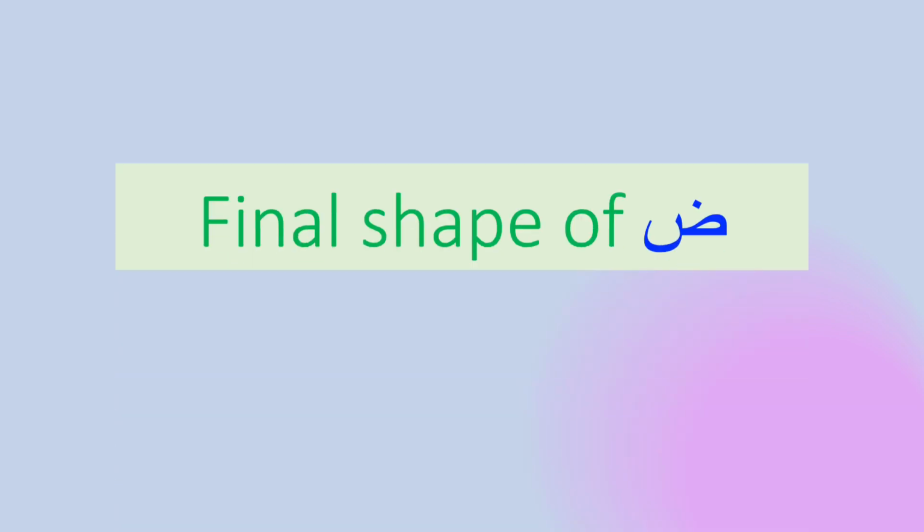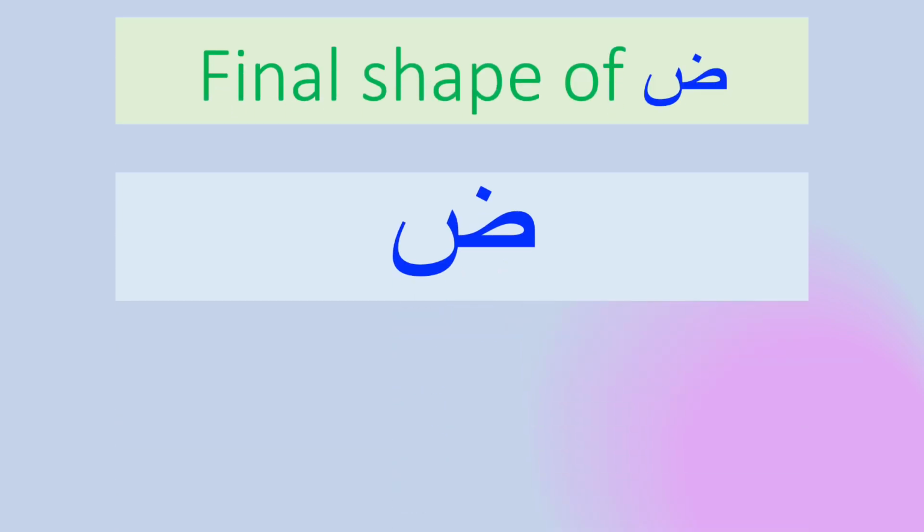Okay, let's look at the final shape for this letter. The final shape can be either this one, which is identical to the individualized letter, or it can connect with the letter preceding, so it gets this shape. Here are some examples. The first word is ard, so you get alif, ra, dad. Ard is the word for land in English.